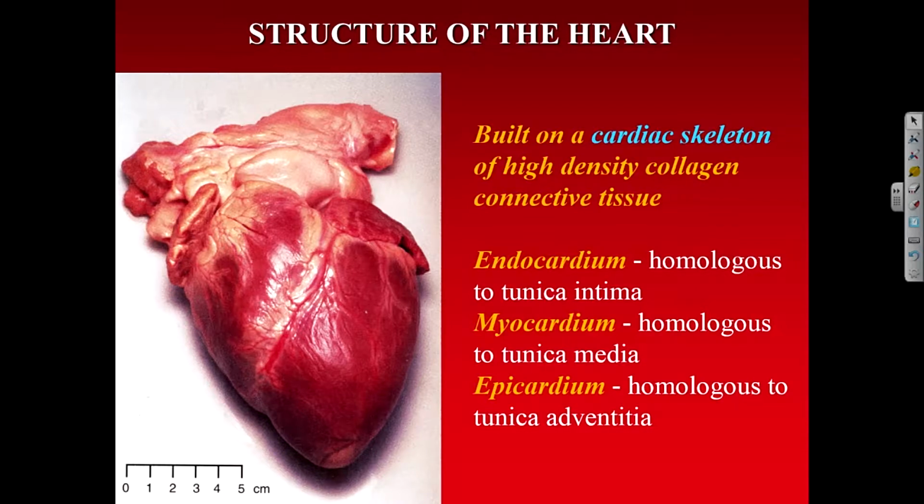So he'll show you the difference between the different types of muscle fibers, but it's a different type of muscle cell built around a cardiac skeleton, which is basically very dense collagen. And we have three layers of the heart: the endocardium, the myocardium, and the epicardium. All of those three layers are homologous to the three layers of blood vessels, the intima, media, adventitia. Okay, they're homologous.